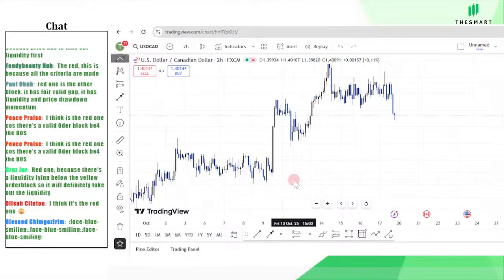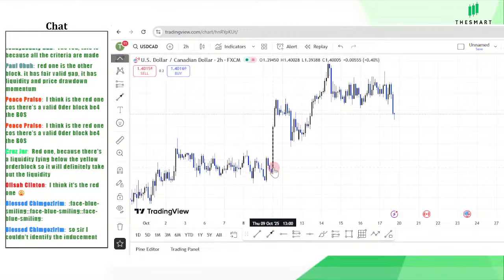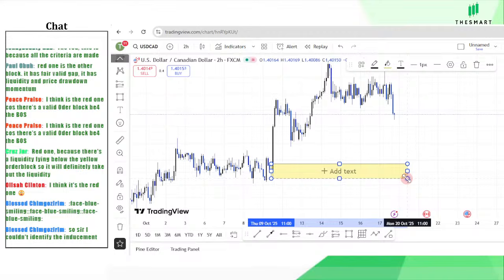For us to mark our order block properly, if you want to mark a buy order block or a demand zone, the last sell candle before the upward move will be our demand zone. So if you want to follow the last sell candle before the up move, this is the last sell candle. This candle here will be our order block. There are exceptions, and we'll look at that while we are practicing more.